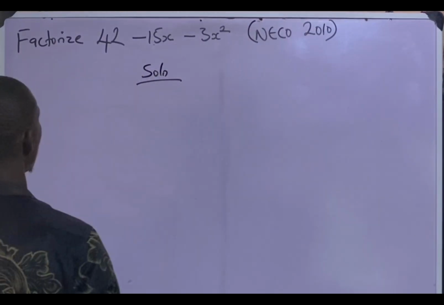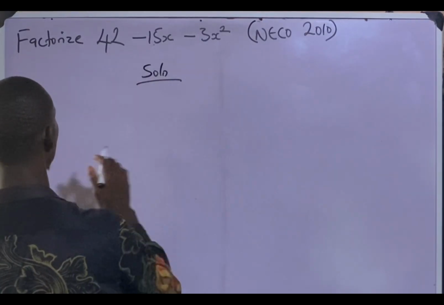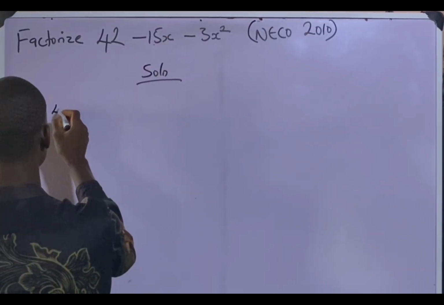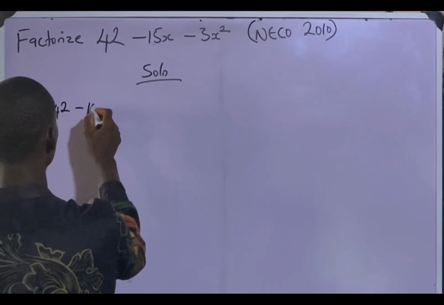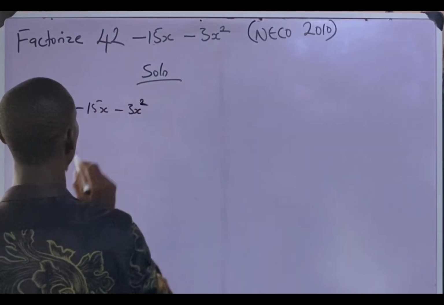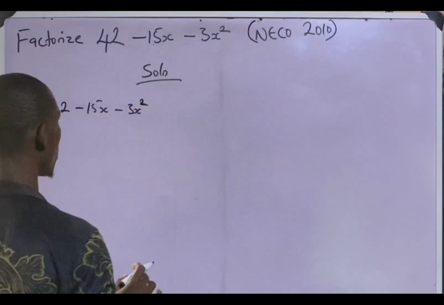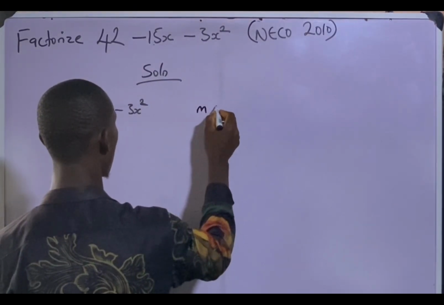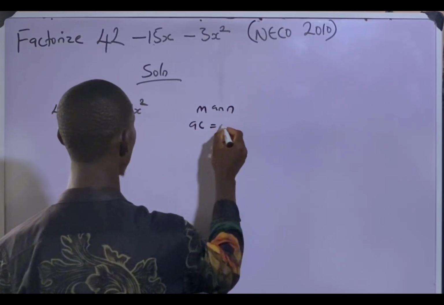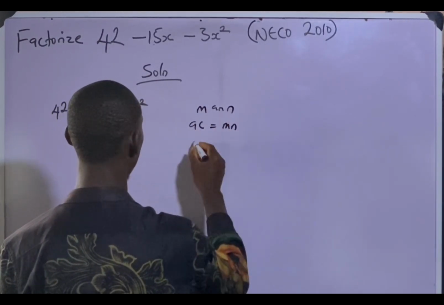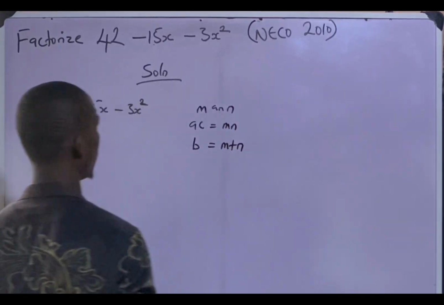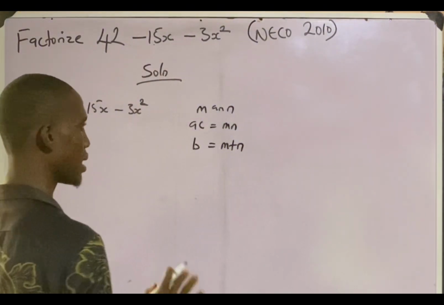So if we have this, we are looking for two numbers. To solve this, we are looking at 42 minus 15x minus 3x squared. We are looking for two numbers, which are m and n, such that AC will be equal to mn, and then B will be equal to m plus n. That was what I explained last time.